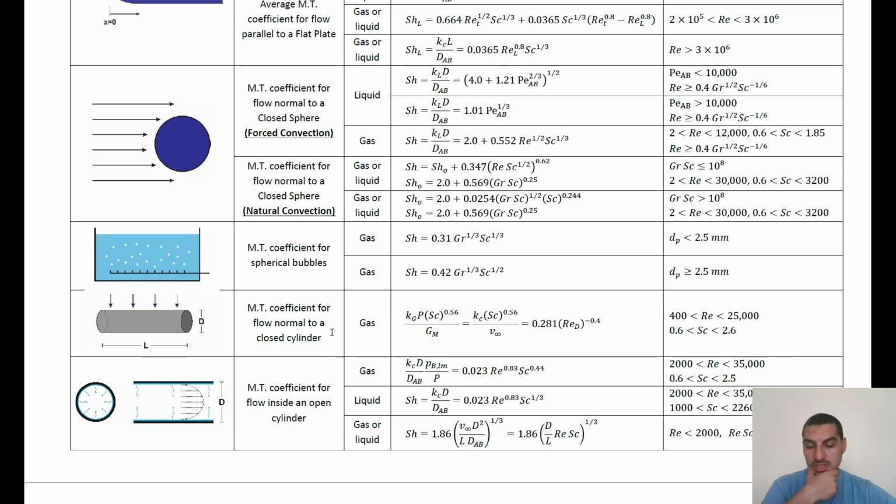So this is the mass transfer coefficient for flow normal to a closed cylinder. This is for gas phase, and this is the equation. These are the conditions. And next time we will go inside the cylinder. So this is outside the cylinder. Next time it's going to be inside the cylinder, and we will see the different cases of the equation that we can use. So this is going to be the topic of next time, inshallah.